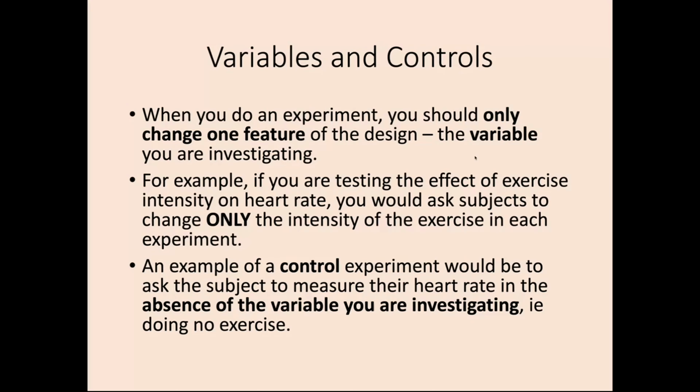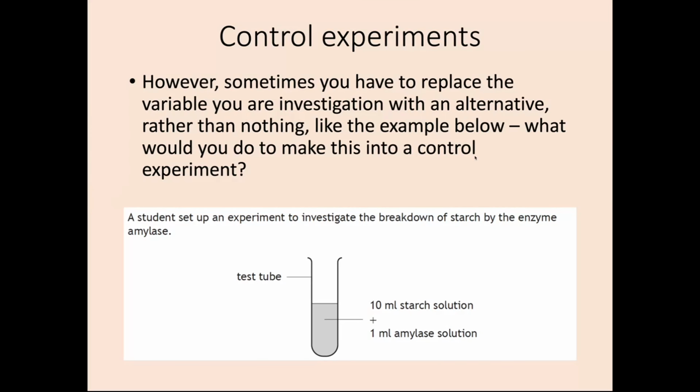An example of a control experiment would be to ask the subject to measure their heart rate in the absence of the variable you're investigating. In the example that I gave earlier on, that means doing no exercise. So it's the absence of the variable that you're investigating. So let's have a look at some examples.